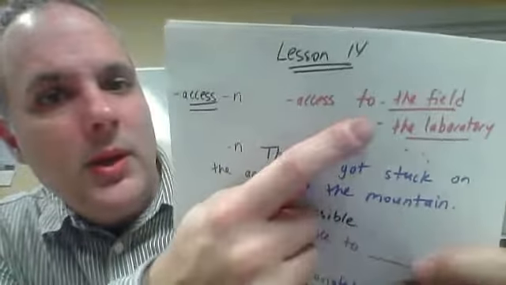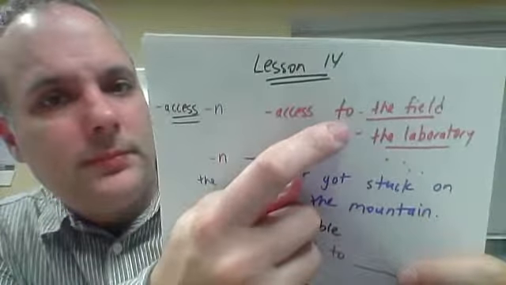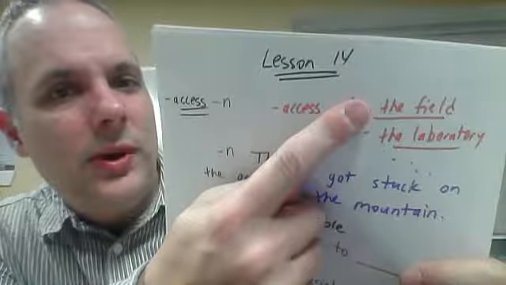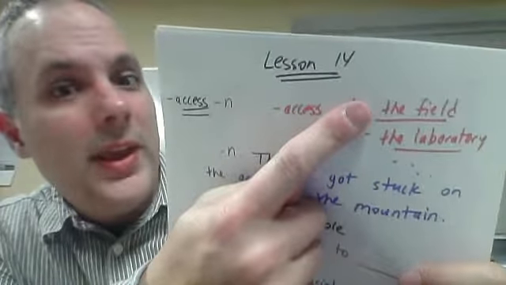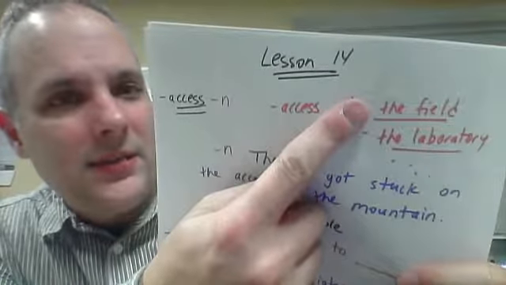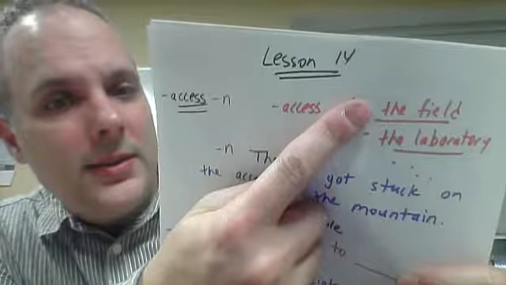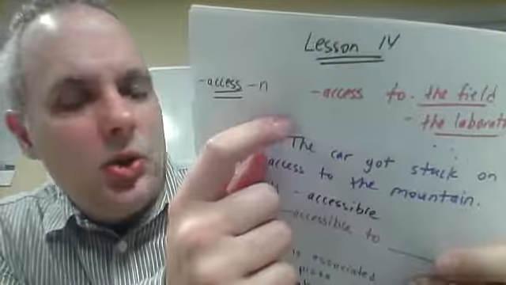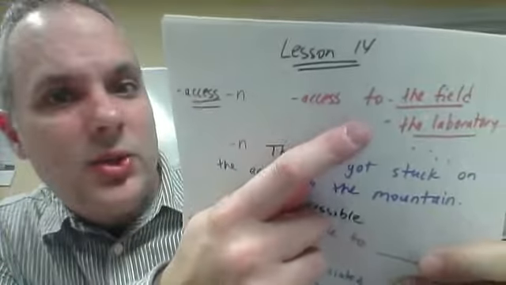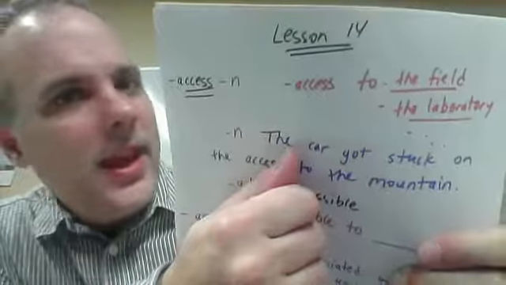So if you have a place here, you're going to put "to." Now if you use it as a verb, you say access the laboratory. You can access the laboratory with a key. So you can access the field through the gate. Okay. Students don't have access. It's a noun. Students don't have access to the field. Students don't have access to the laboratory. So it means you can't enter it. Good.